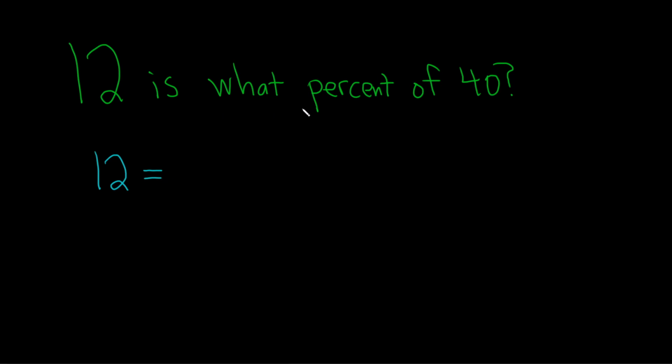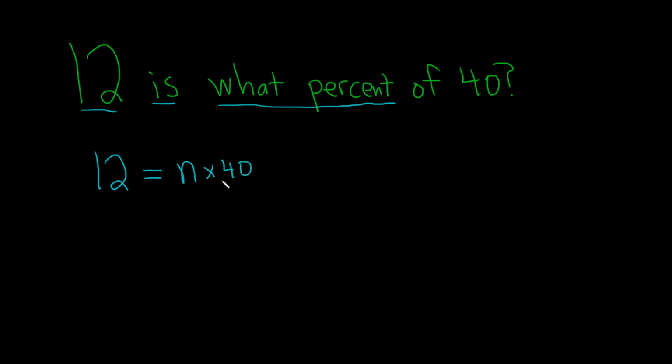What percent? That's what we're looking for. Okay, we're looking for this. So I'm going to call it lowercase n. Of means multiply. So times and then 40. Okay, so again, 12 is means equals. What percent? That's n. And it's being multiplied by 40 because of means times.